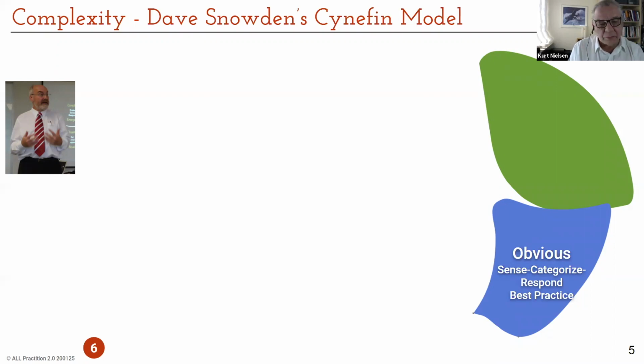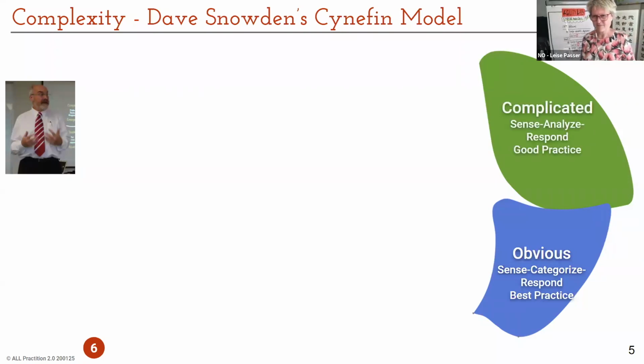The way we attack these problems is sense, categorize, respond. We put all the things in little neat boxes, and for each of those we can have a checklist or best practice. And these are called obvious, at least until recently. But we'll go with the previous vocabulary until the very end here. So it's obvious what to do.